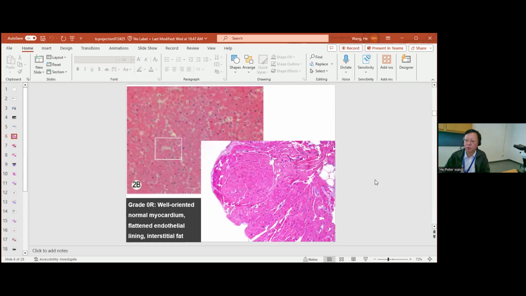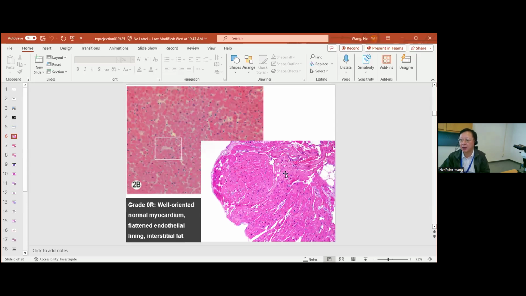So what is 1R? This actually is 0. So in a routine heart, in the center, you have either a coronary artery or coronary vein. But as you can see, the endothelial cells are very flat. It's almost not possible to see the endothelial cells. And you can see the cardiomyocytes are very tight, with very minimal space in between.